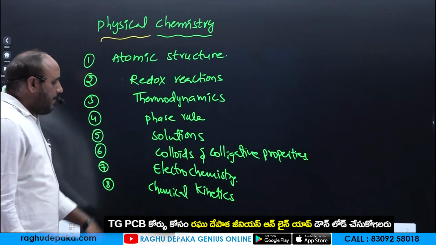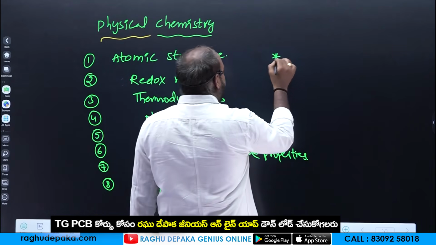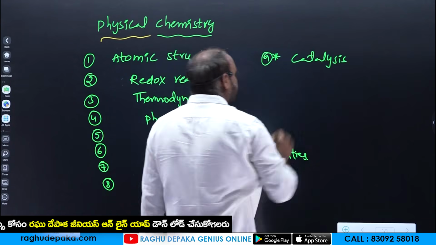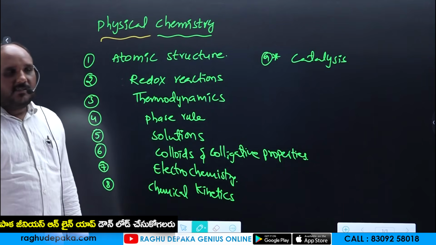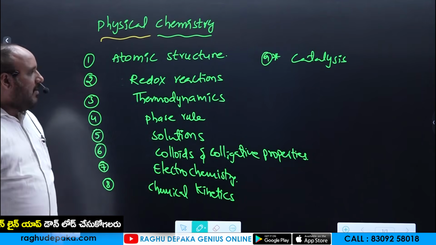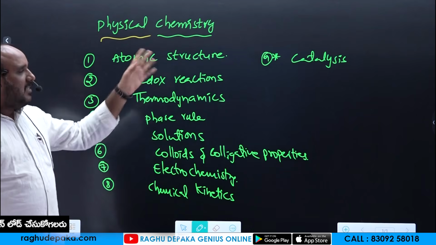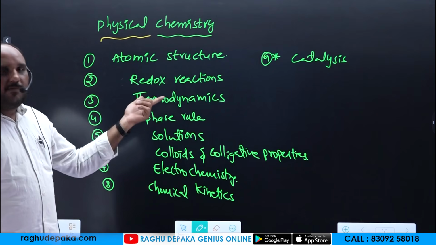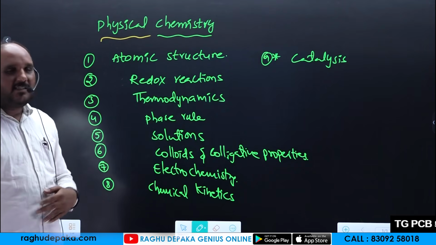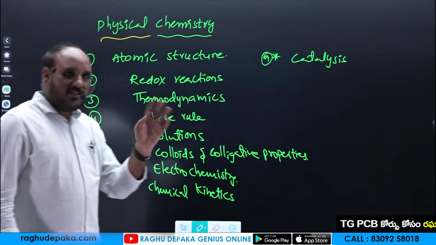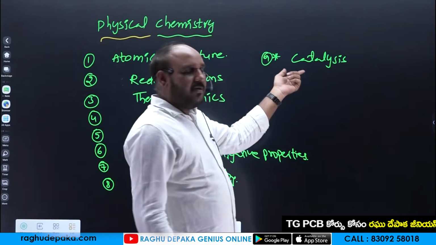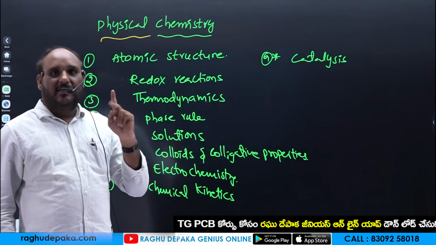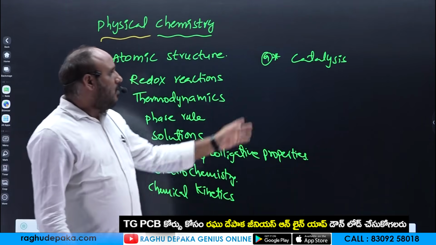In addition to this, one catalysis topic will be there. What does catalysis mean? To increase the reaction rate, we have to use some external substances. With the help of those external substances, the rate of the reaction increases. Sometimes with a catalyst the rate of the reaction also decreases, which we may call a negative catalyst. In which situation the rate of the reaction increases, we call it a positive catalyst.